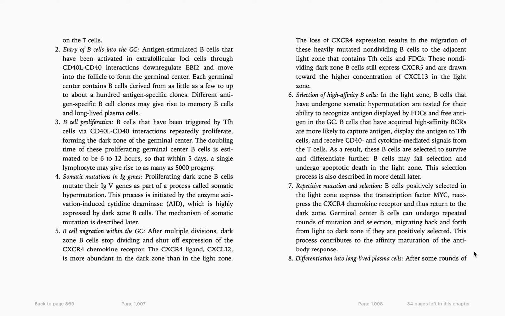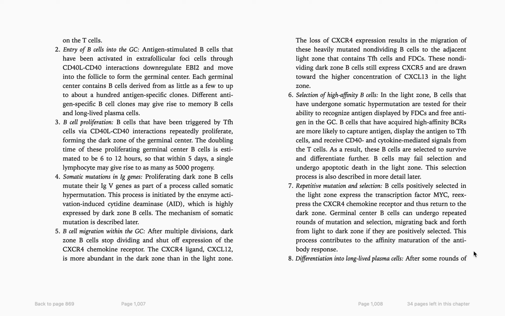Somatic mutation in Ig genes. Proliferating dark zone B cells mutate their IgV genes as part of a process called somatic hypermutation. This process is initiated by the enzyme activation-induced cytidine deaminase, which is highly expressed by dark zone B cells. The mechanism of somatic mutation is described later.